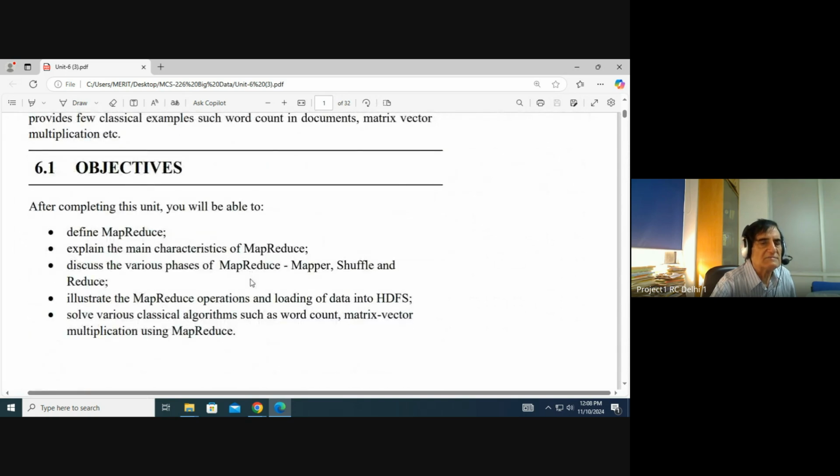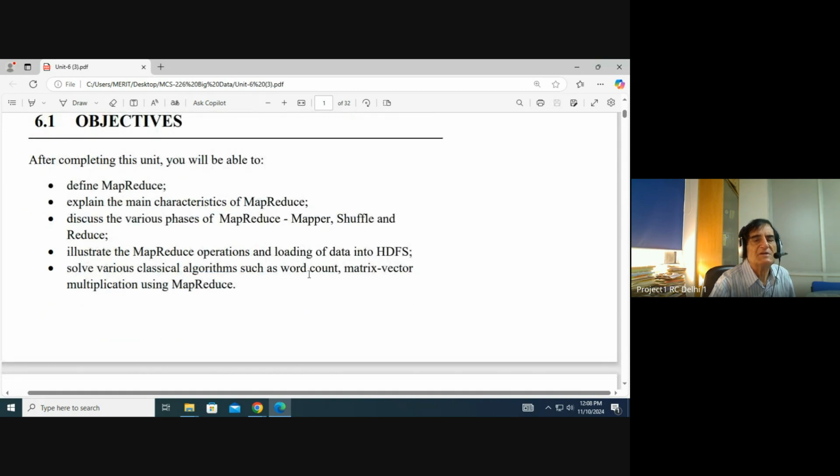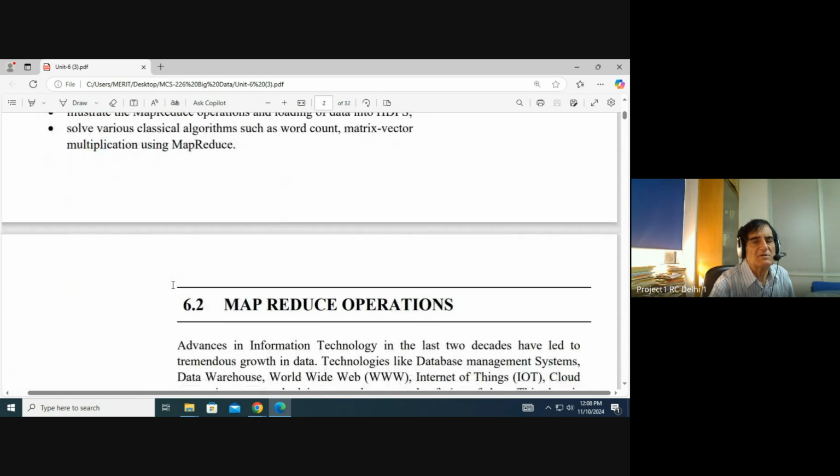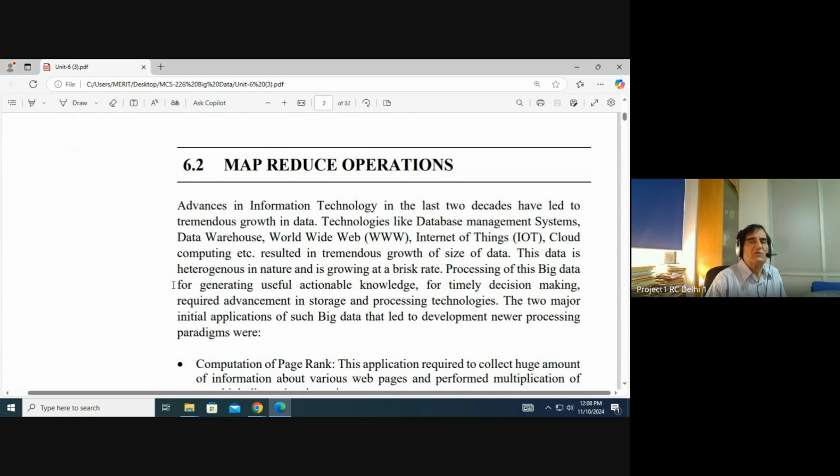So let's see that. Define MapReduce, explain the main characteristics of MapReduce: mapper, shuffle, and reduce. So these are the 3 things which were there. Illustrate the MapReduce operation and loading of data into HDFS. Solve various classical algorithms such as word count and matrix-vector multiplication using MapReduce. So what is a MapReduce operation?